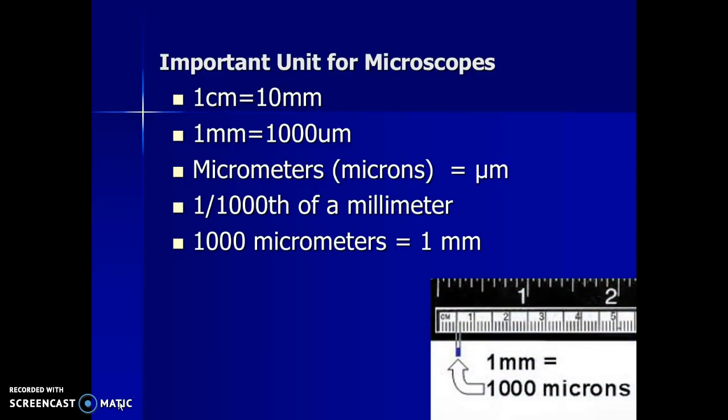So let's look at the ruler. That's your 1 millimeter between the two lines. So imagine there are 1000 microns in that 1 millimeter. That's how tiny a micron unit is.